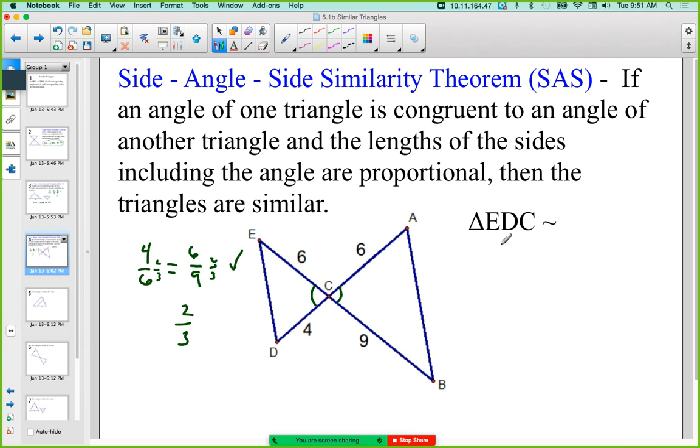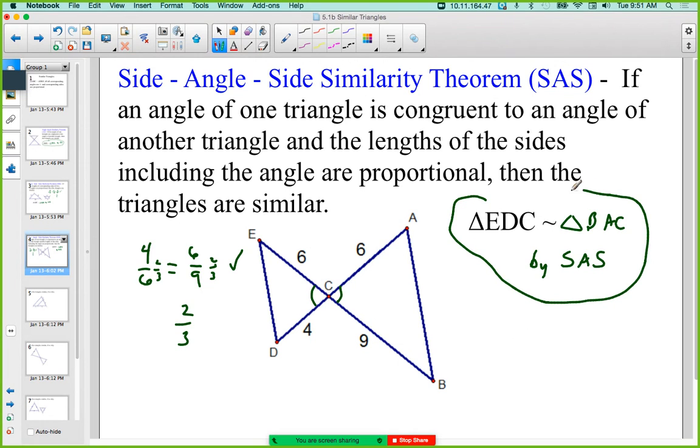So triangle EDC is similar to EDC. So this is where I got to be careful. This is the side I don't know to the smaller of the two. So the side I don't know to the smaller, that'd be 6. So BAC, by side, angle, side. Okay. All right. Those are the different postulates and theorems we're going to be using today. Let's see how we can use them in some examples.